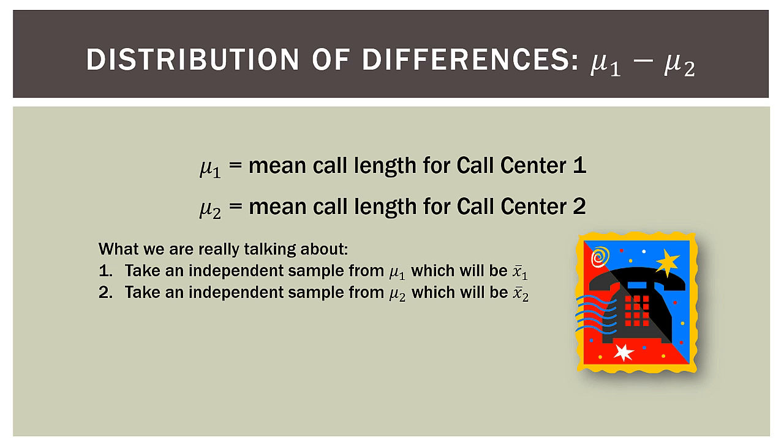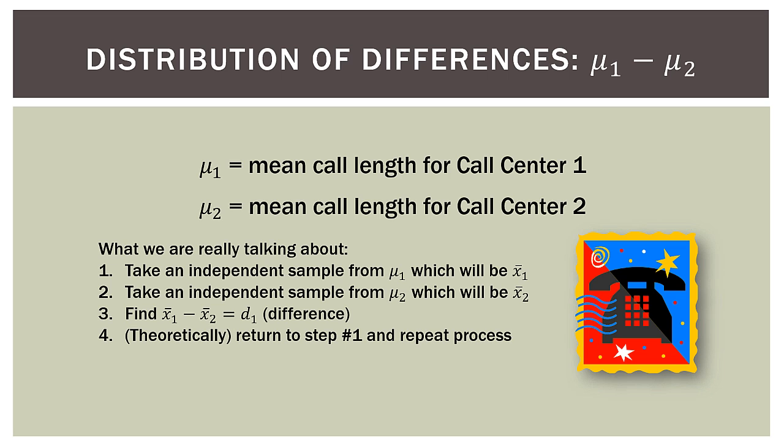Then we'll take an independent sample from the second call center. That will be x bar sub 2. So that would be a mean of 30 calls. Then we find the difference between those 2 means. So x bar sub 1 minus x bar sub 2, and that will give us d sub 1, or the difference between those 2 sample means.